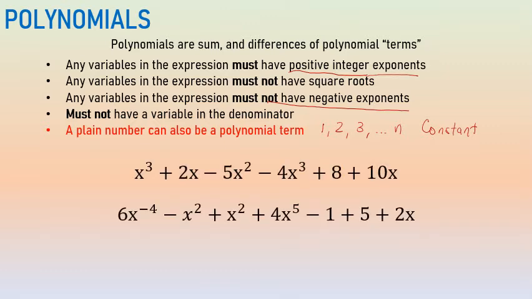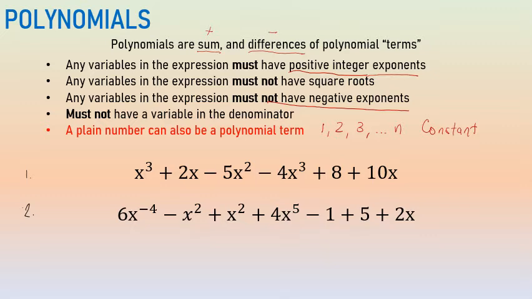We have example number 1 and example number 2. We said polynomials are sums and differences of polynomial terms. When we say sum, the operation is add. When we say differences, our operation is subtract. So, let us classify which among these examples is a polynomial.